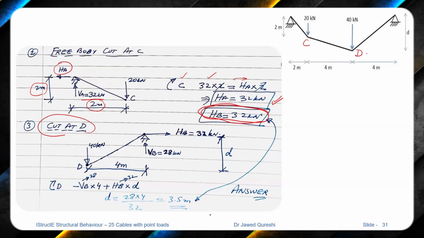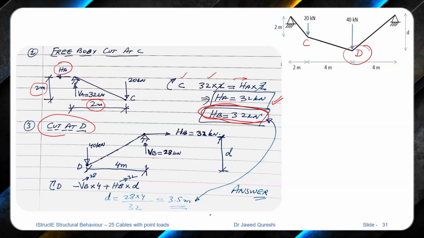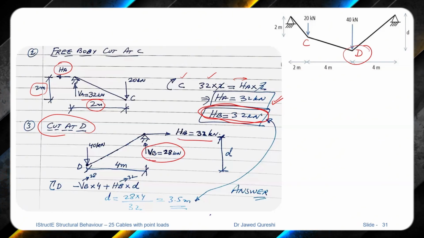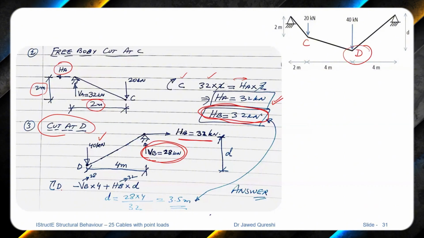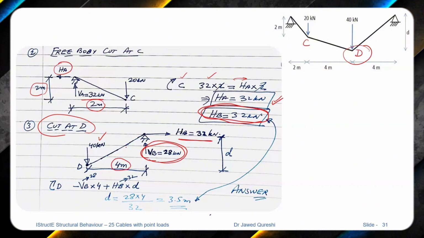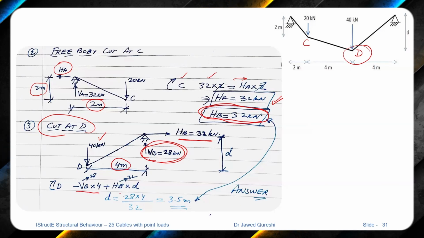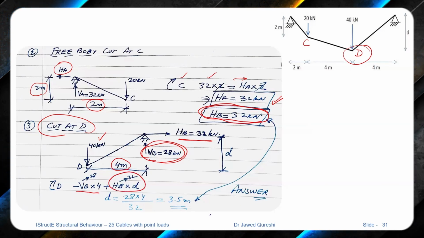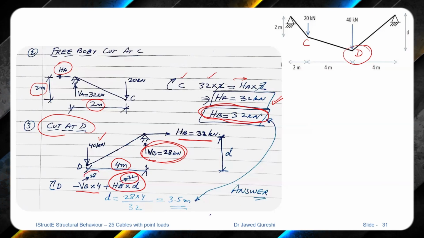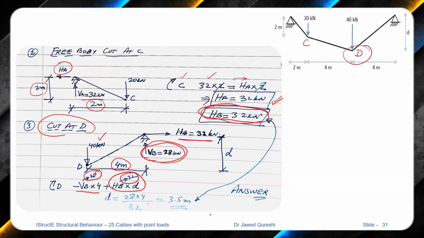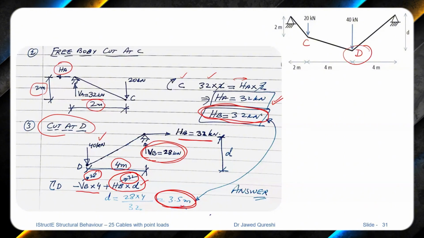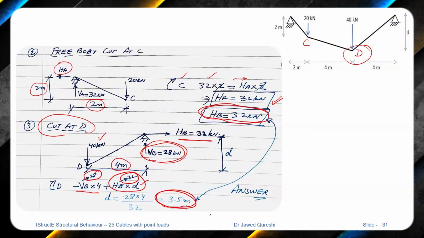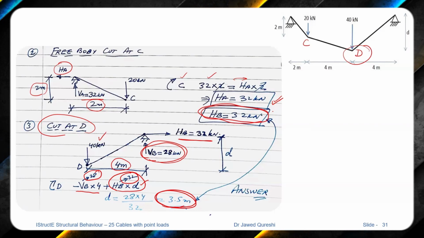Now I take a free body cut at D, which is this point. From here you label all the forces. The horizontal reaction at B is 32, vertical is 28, and we have a load of 40 kilonewton. Summation of moments at D equal to 0. VB times 4, it is creating anti-clockwise moment, so that's why it is negative, and then HB times D. Now we have got the value of HB 32, VB 28. So from here I can work out the value of D, which is dip at the end, and it comes out to be 3.5. So dip is 3.5 and the horizontal reaction is 32.